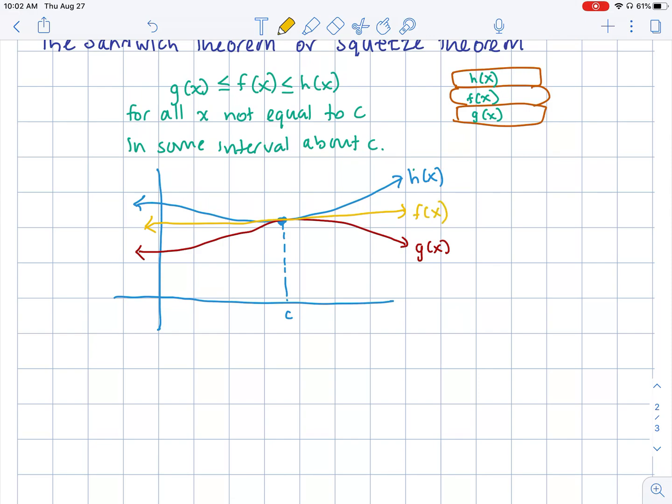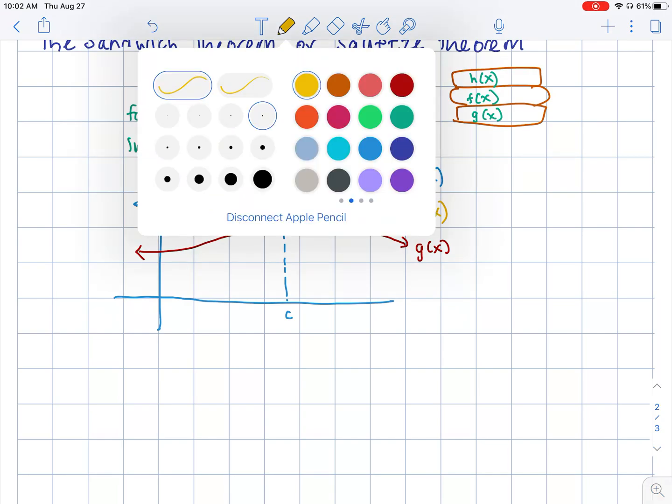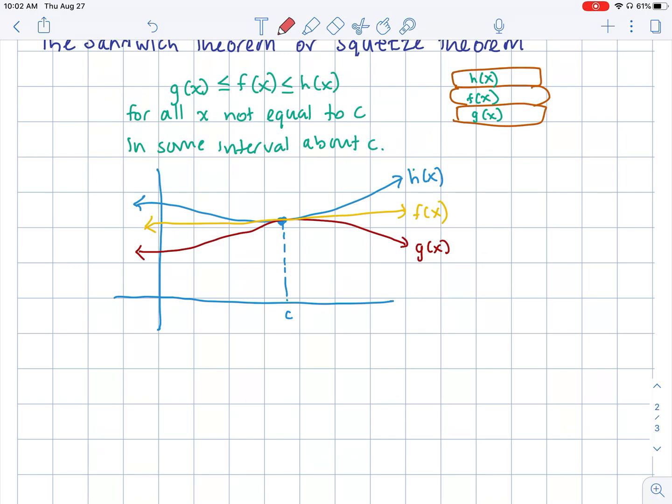How are we going to apply the sandwich theorem to make a conclusion about the functions that we have here? We haven't talked at all about limits. I'm going to add one more thing to our picture here and call the y value for c, L. I'll use a different color so you can see here. This y value right here, where it meets, is L.